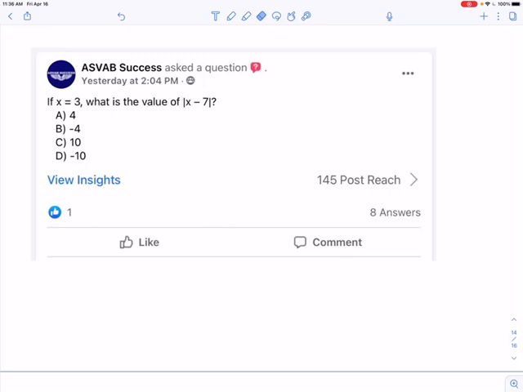So next question says, if x equals 3, what is the value of the absolute value of x minus 7? These straight lines mean absolute value. That means that everything inside of those lines, no matter what it is, will become positive. So what we do in this scenario is replace the x with 3. I'm going to rewrite this: the absolute value of 3 minus 7. 3 minus 7 is negative 4, but because it has the absolute value signs, it becomes positive 4. So our answer is just positive 4.